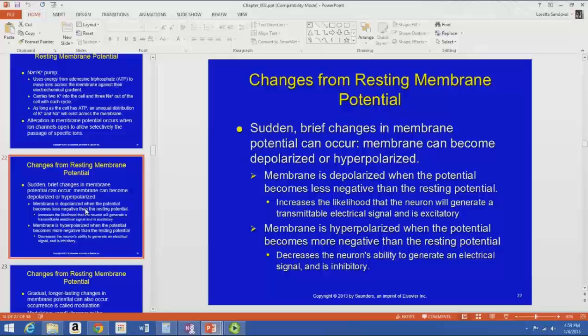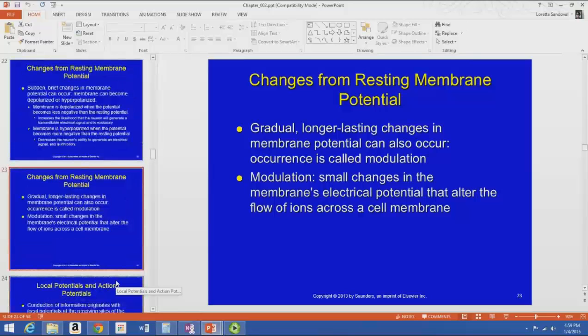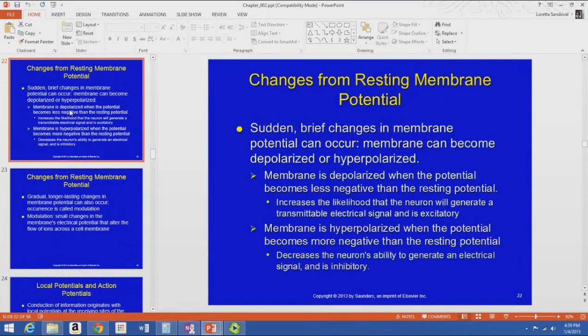The neuron's getting excited. When a membrane is hyperpolarized, the potential becomes more negative than the resting potential, and that decreases the neuron's ability to generate an electrical signal, so it's inhibitory. Okay? So I really want you to know those things.